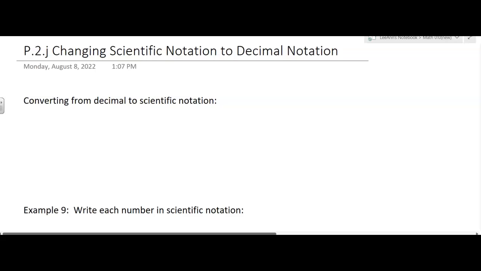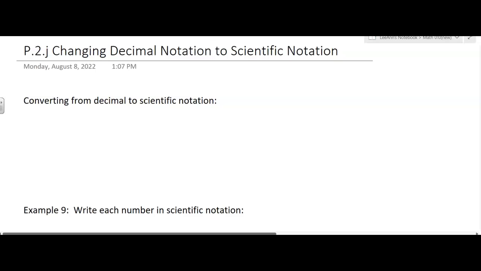Okay, so now we want to go the other way. They're going to give us the scientific notation and we want to change it, or I'm sorry, they're going to give us... okay, so now we're going to change from decimal notation to scientific notation.